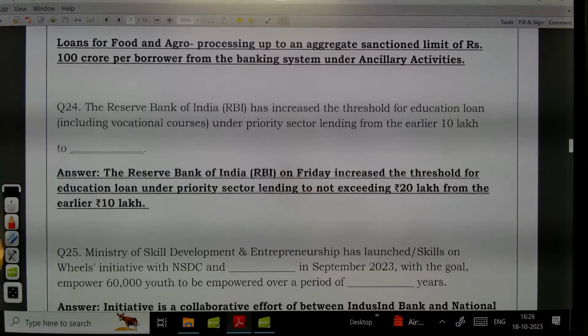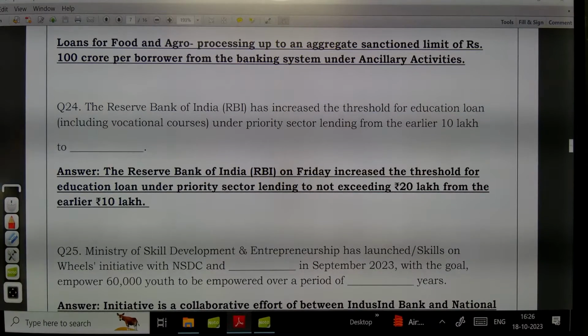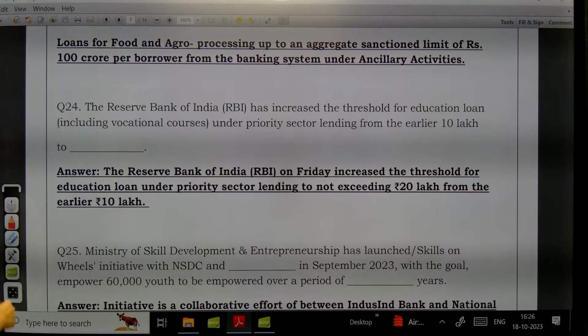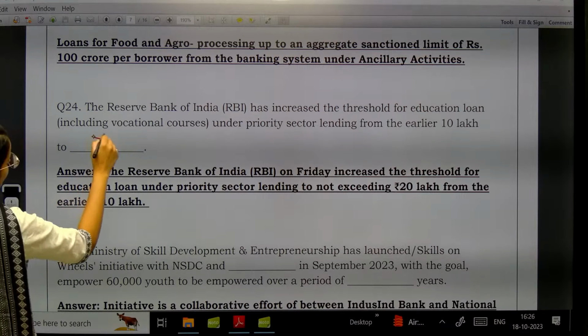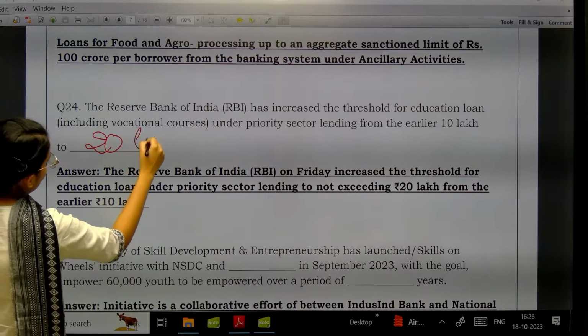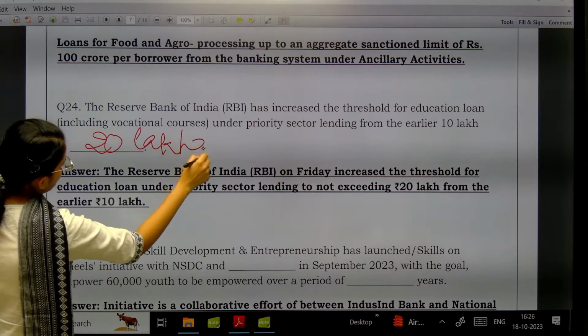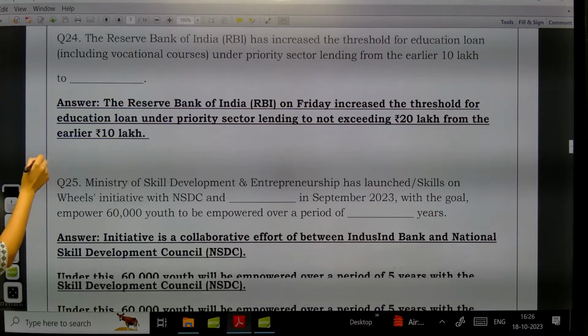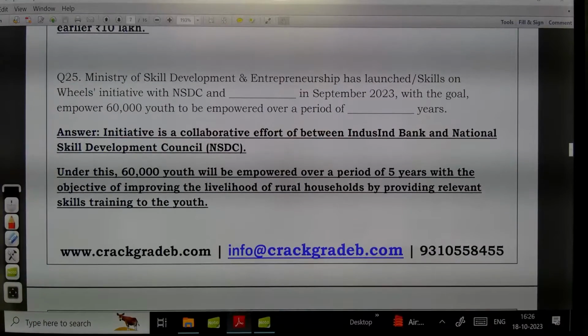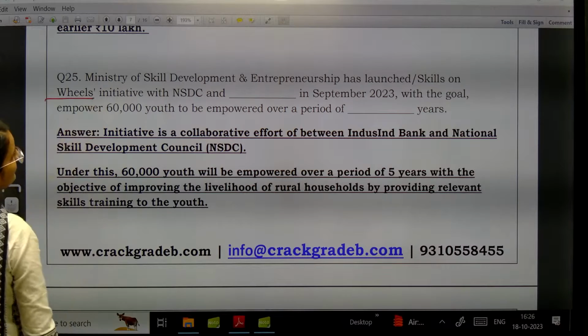Next question. The Reserve Bank of India has increased the threshold for education including vocational courses under priority sector lending. This was recently done and the limit has been increased to 20 lakh. This question is also easy. From RBI circular it was. And the Ministry of Skill Development and Entrepreneurship has launched Skills on Wheels. From PIB only.